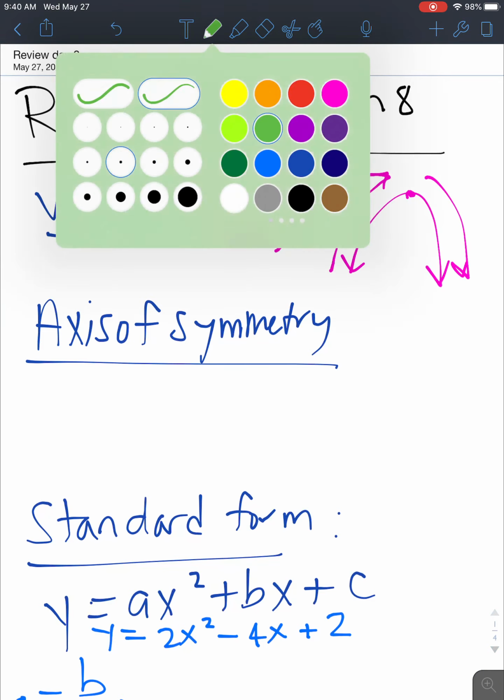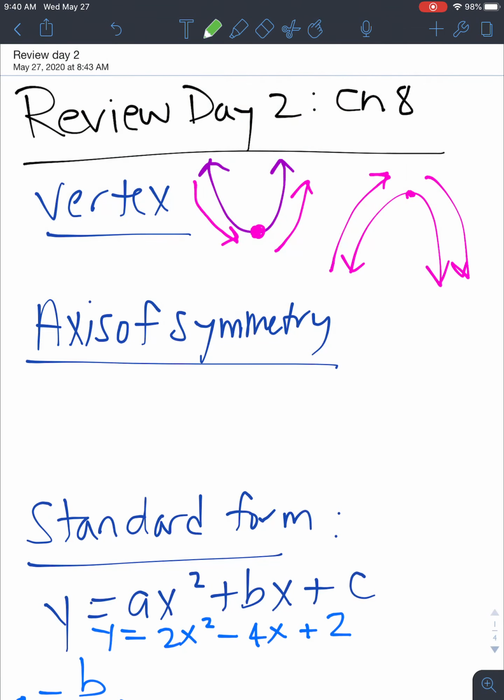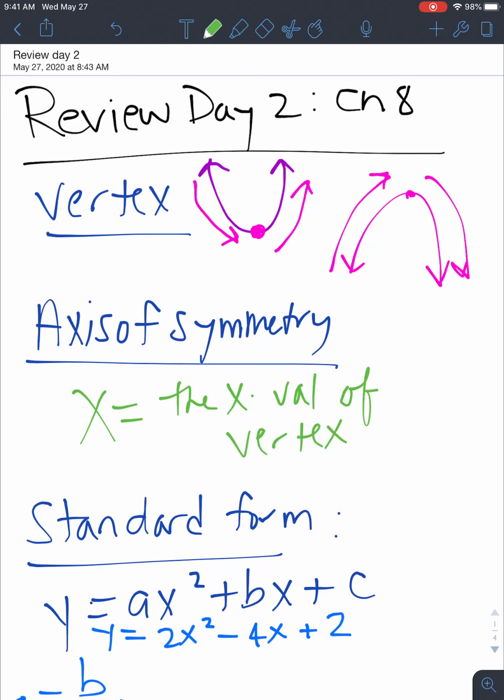Your axis of symmetry, I'll draw in green, is always at the x value of your vertex, right? So the equation for it is always x equals the x value of your vertex. All right? And we usually draw this as a dotted line going through the vertex, and it's a vertical straight line. All right?